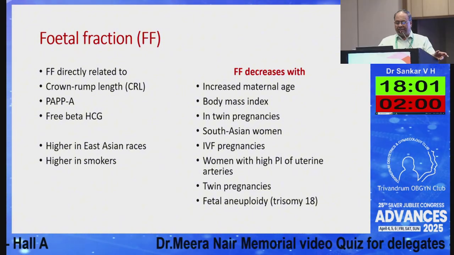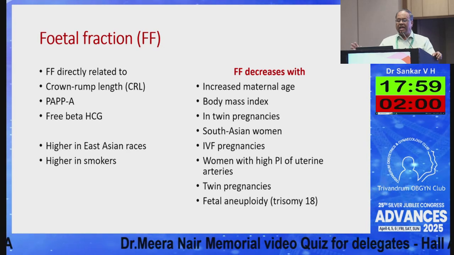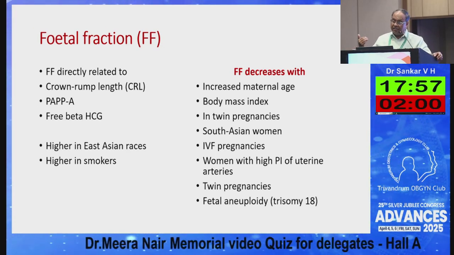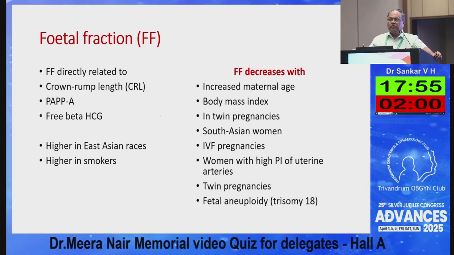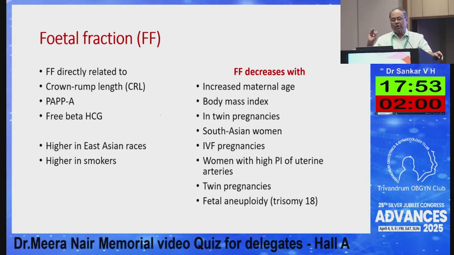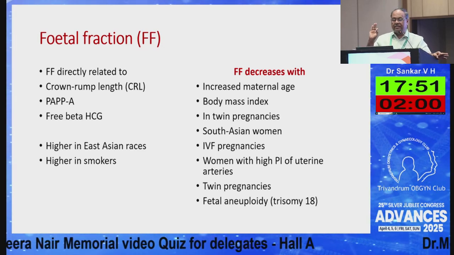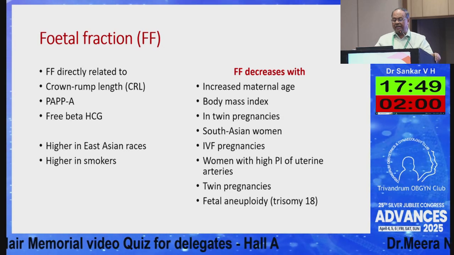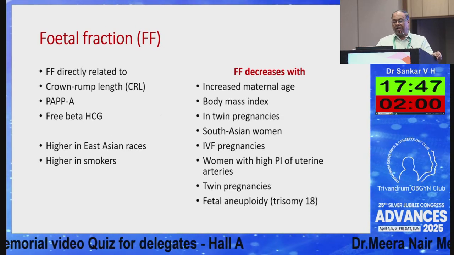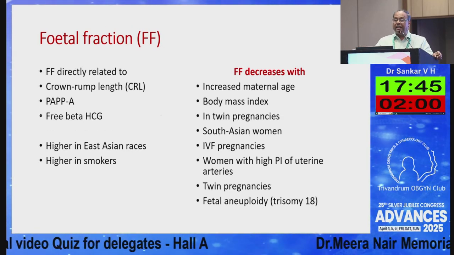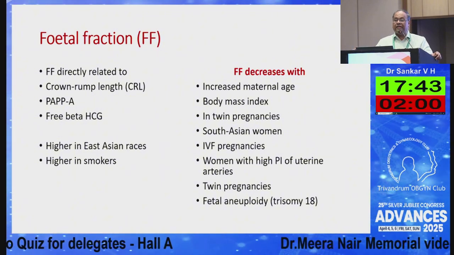And it varies with race: higher in East African races, higher in smokers, less in the Asian population. It decreases with increased maternal age, body mass index, teen pregnancies, South Asian women, IVF pregnancies, women with a high PI of uterine arteries, twin pregnancies, and in some of the fetal aneuploidies like trisomy 18.